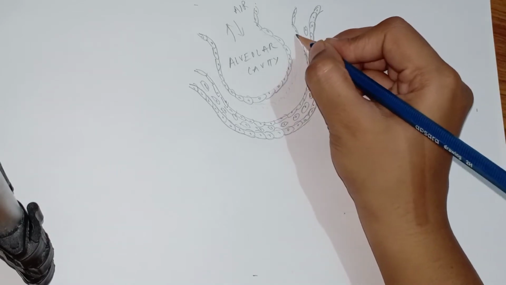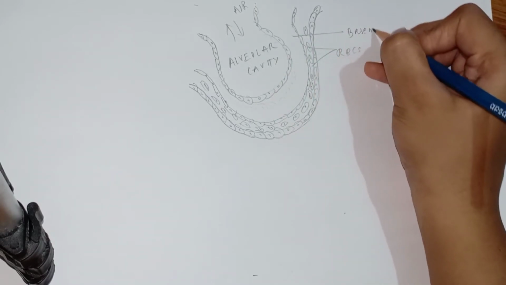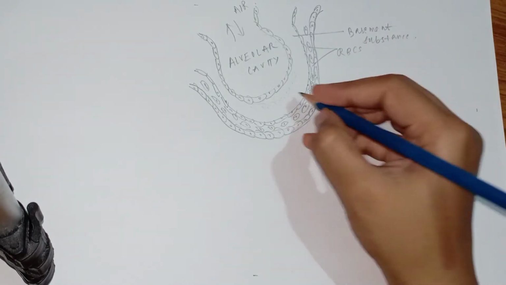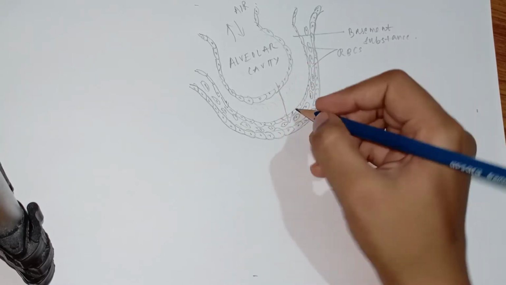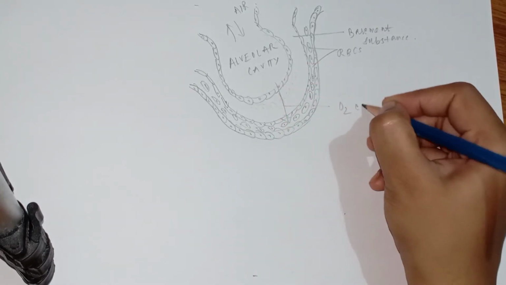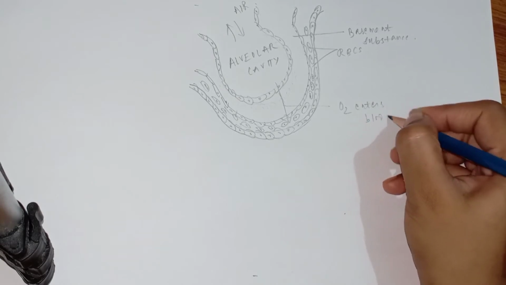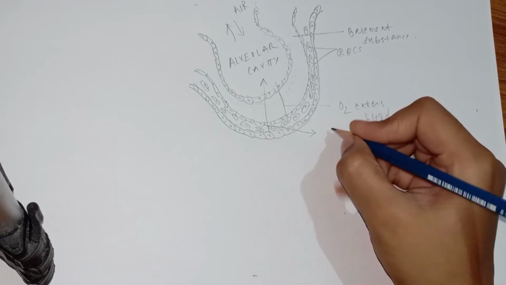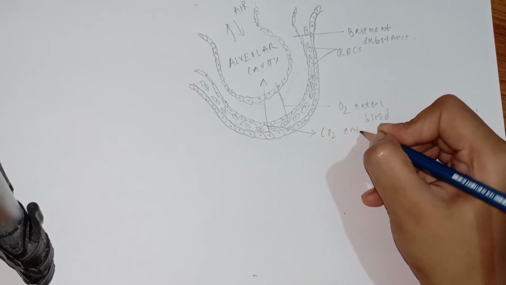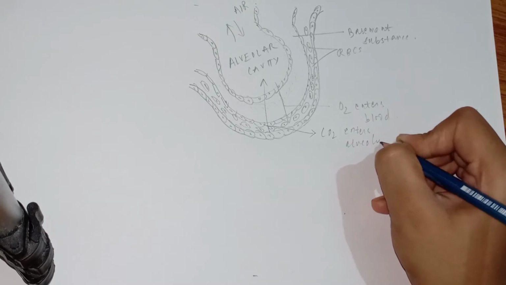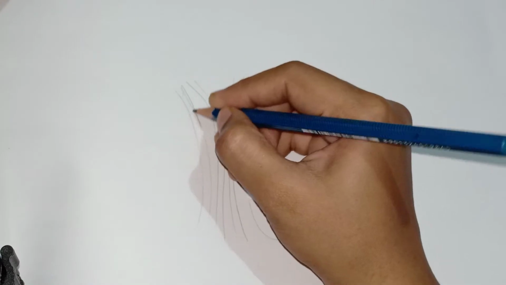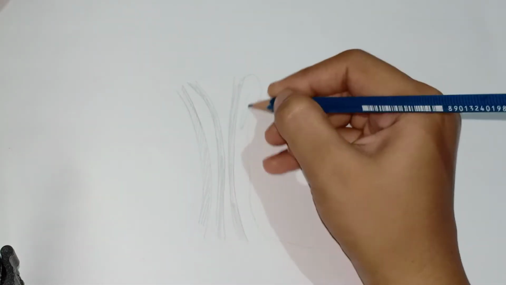RBC. Then this is the basement substance. Here from the alveoli to the blood capillary, your O2 enters the blood due to the partial pressure differences, and due to the same reason CO2 enters the alveoli. This is the detailed diagram of the respiratory membrane and red blood corpuscles, RBC.